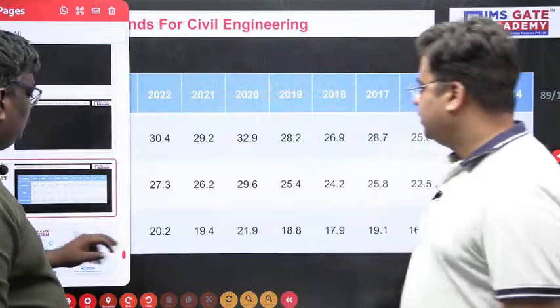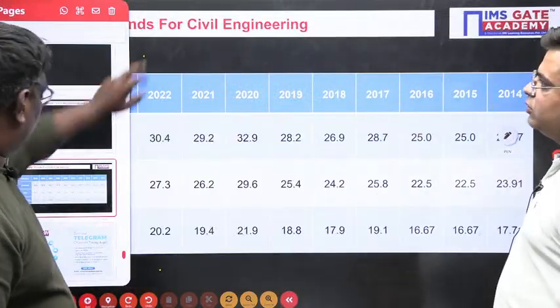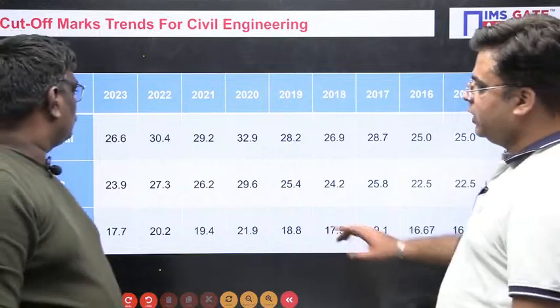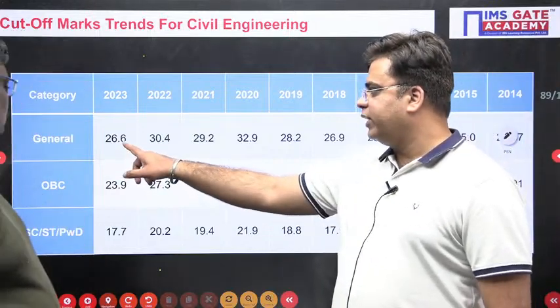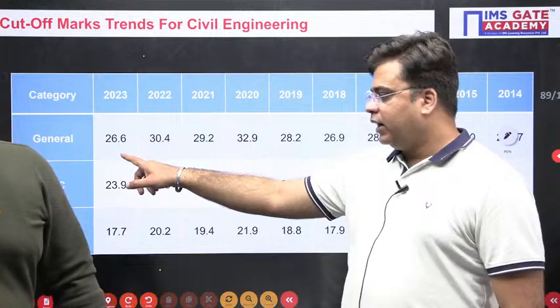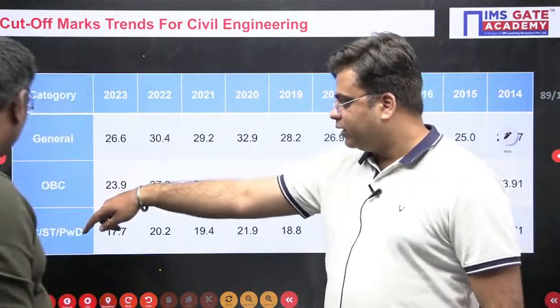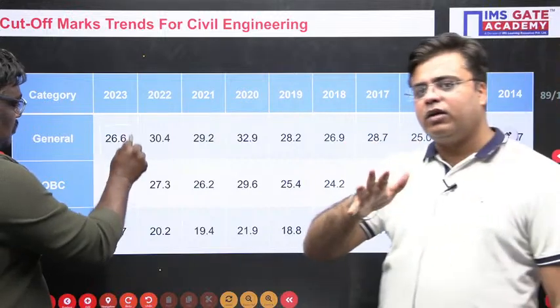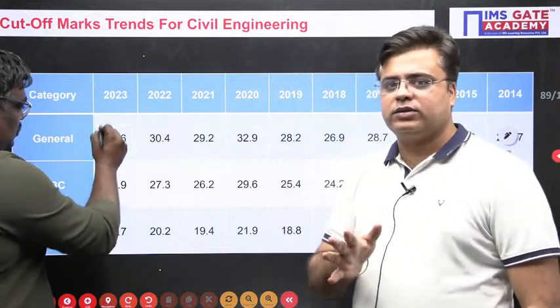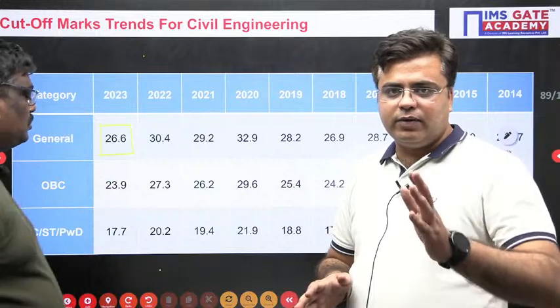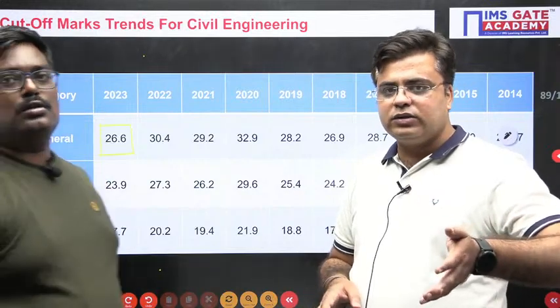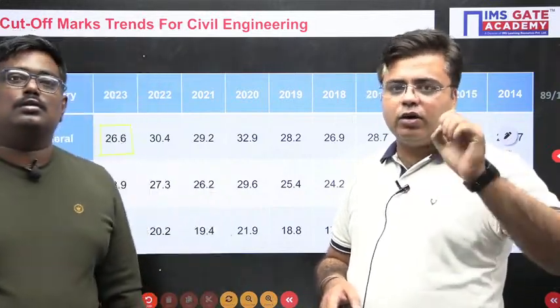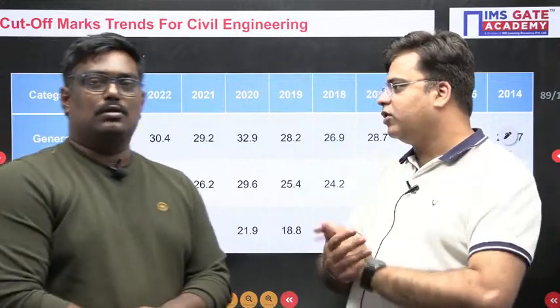Okay. So you can see, sir, last year also we had the same kind of questions, and the cutoff was 26.6 for the general category. And this year also, what I'm expecting is that it will be somewhere around 26, 27 marks. We are not expecting that it will be less than 26 marks, but it will definitely not be more than 28 marks. What is your call, sir?